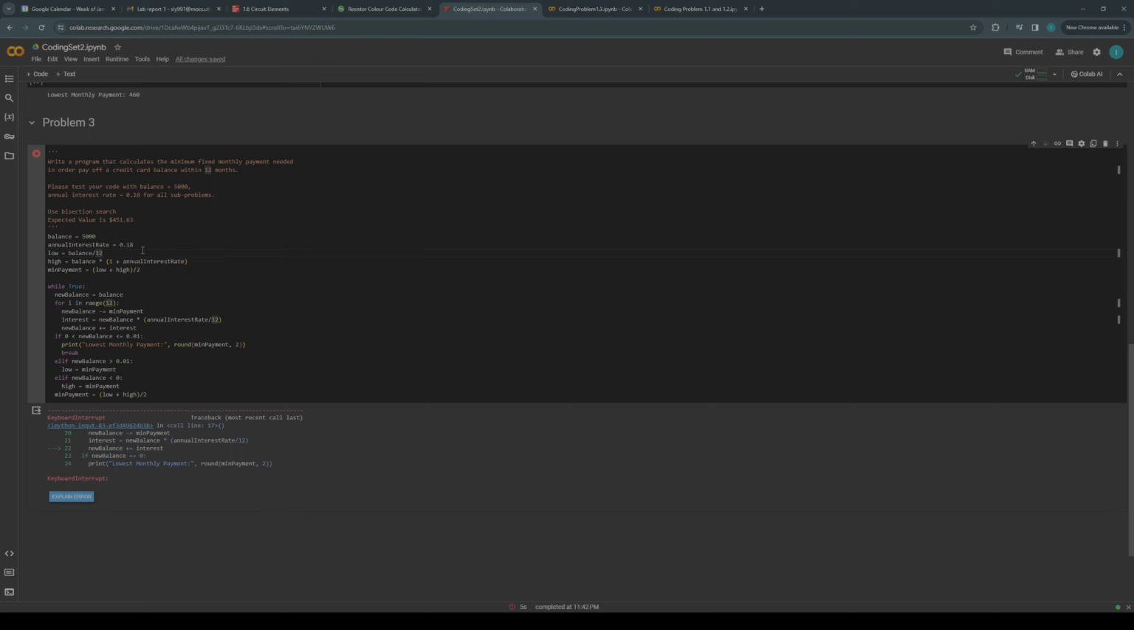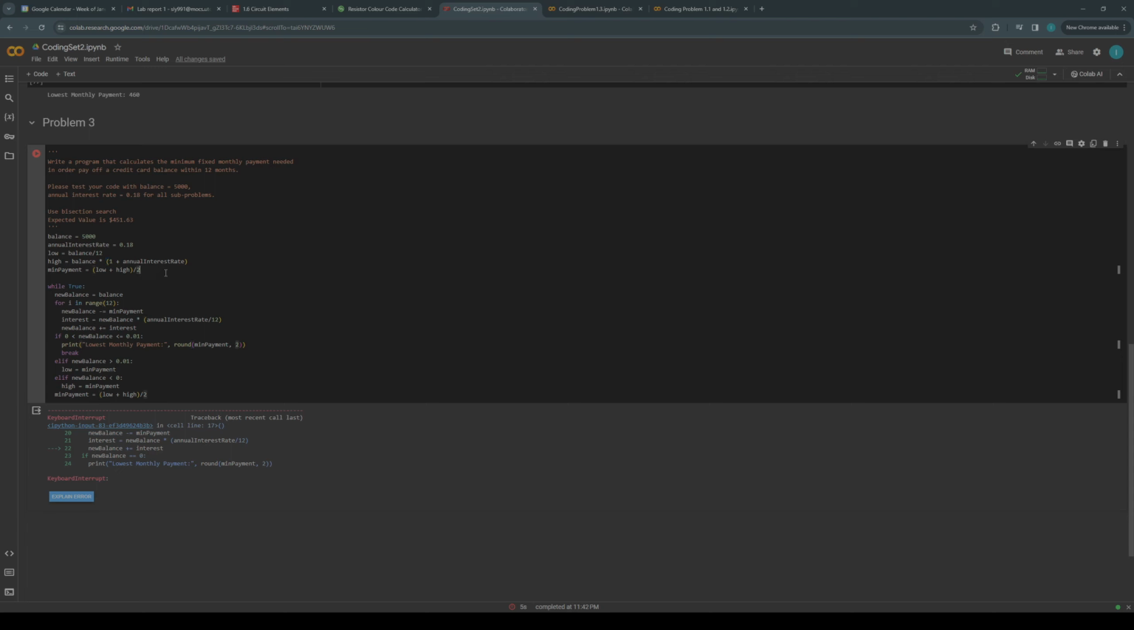Our low boundary here is going to be balance divided by 12, because this is the lowest monthly payment we can make. This is if we had absolutely no interest at all. Our lowest monthly payment would just be balance divided by 12, so 5,000 divided by 12. On the other hand, our highest payment would be if we only pay 1 month, and the 1 month that we do pay would be all of the interest. So it's just balance times 1 plus that annual interest rate.